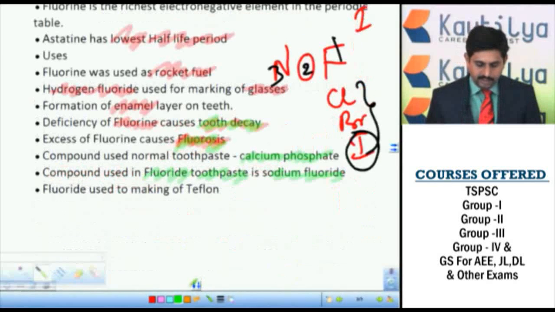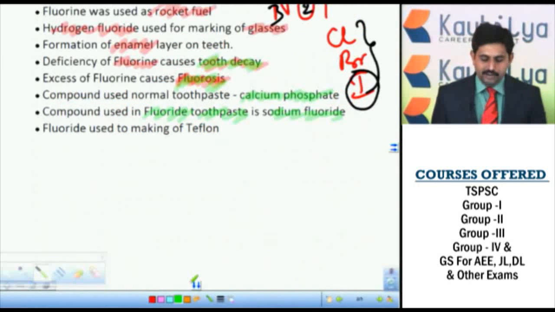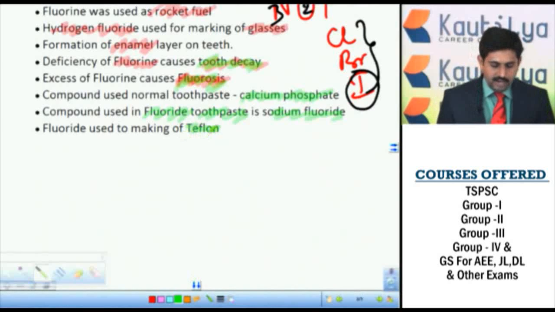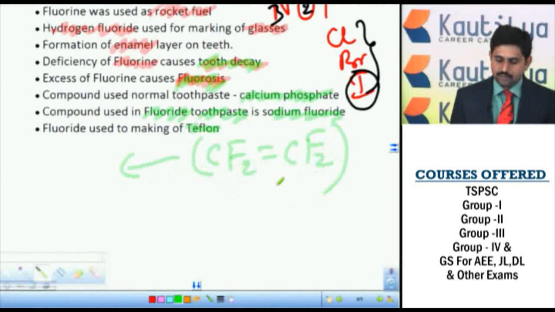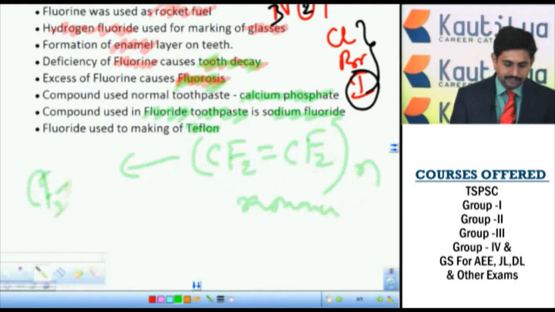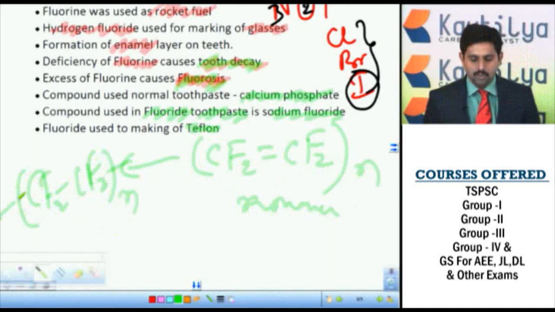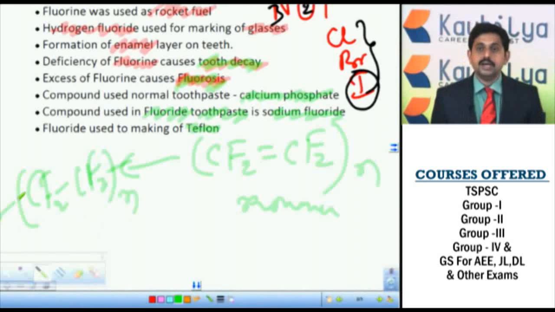Then there is Teflon, used in non-stick pans, which is a fluorine compound, as I told you already. Teflon is a polymer of tetrafluoroethene. Tetrafluoroethene is the monomer, which is converted into the polymer, Teflon. This Teflon is coated on the pan, which acts as a non-stick surface.